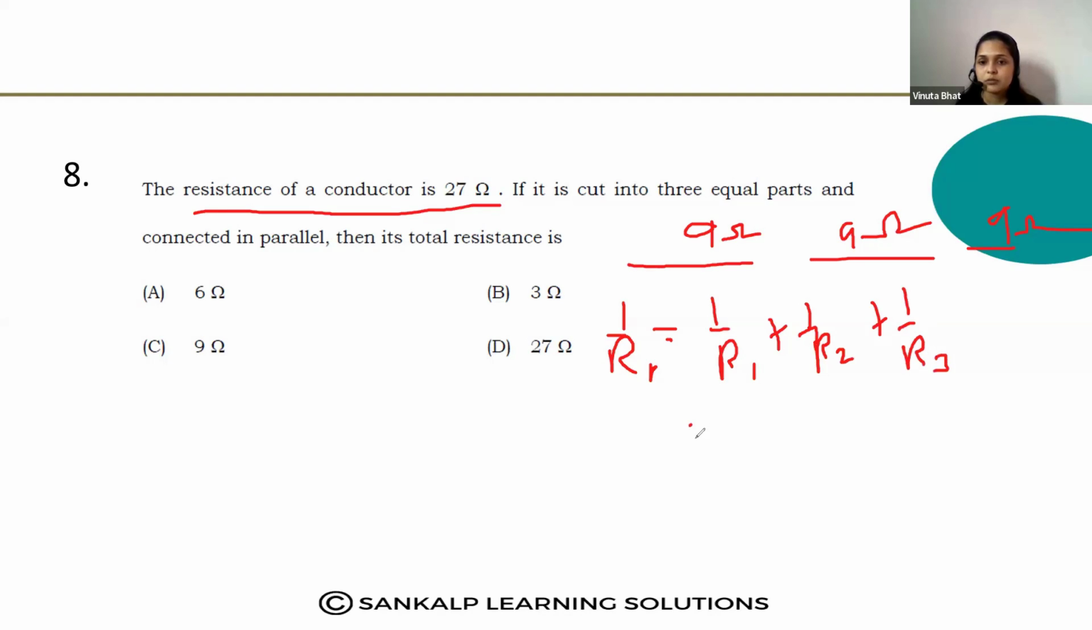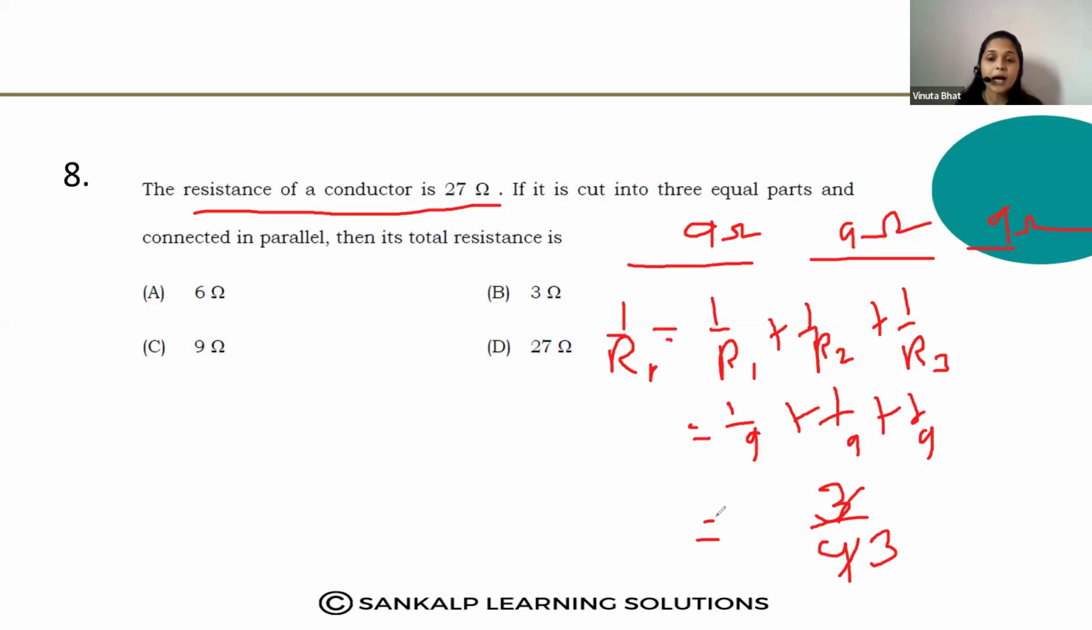Here 1 by 9 plus 1 by 9 plus 1 by 9. All three are the same, so that is equal to 3 by 9, which gives 1 by Rp is equal to 1 by 3. Rp, the total resistance, is equal to 3 ohm. So option B, 3 ohm, is the correct answer.